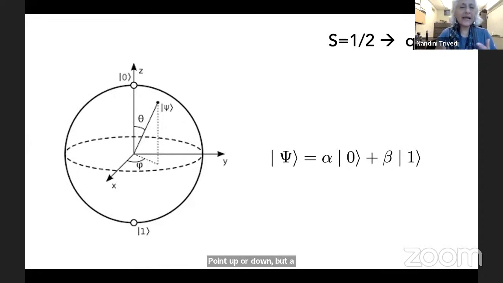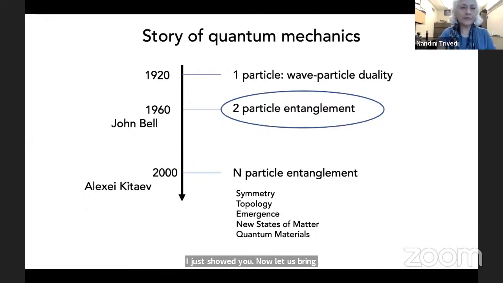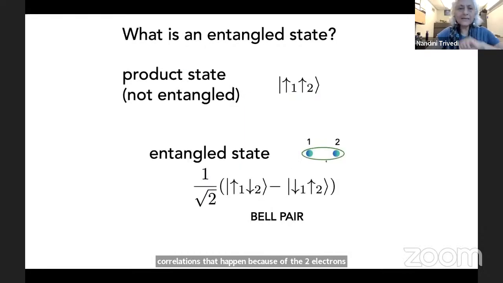That's how all our information is stored, in these bits with magnetic moments that point up or down. But a quantum bit has more degrees of freedom, like an electron, in which its magnetic moment can point anywhere on a sphere. And it's this single wave function that we saw in this experiment I just showed you. Now, let us bring two of these electrons together and ask, are there some additional correlations that happen because of the two electrons? What we learn now is that when you have two electrons, they could form a two electron state, which we could just separate into what one electron is doing and what the other one is doing. And this would be called a product state.